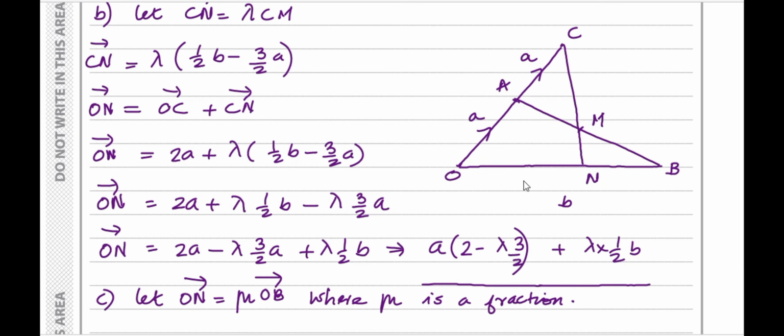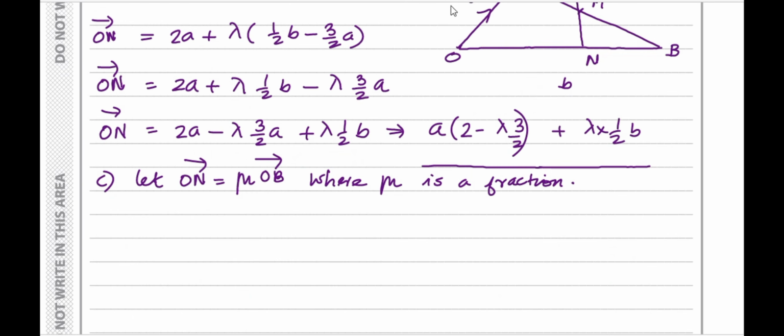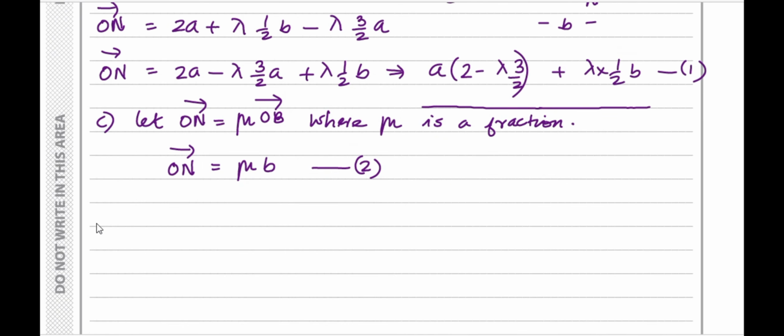So mu could be 1/2 or 1/3 or 1/4 or whatever. So we'll figure out now. Since vector OB is equal to b, we can write this as, therefore vector ON is equal to mu times b. So let's call this equation 2. The other equation containing ON is this expression, equation 1. Since both of them are vector ON, we can equate them. Therefore we can say equation 1 is equal to equation 2.